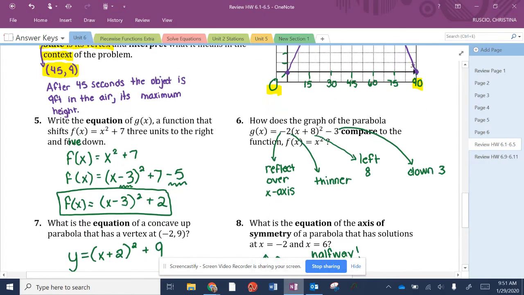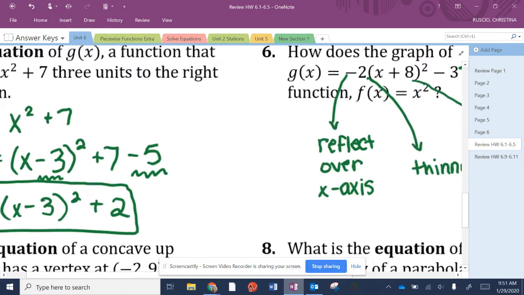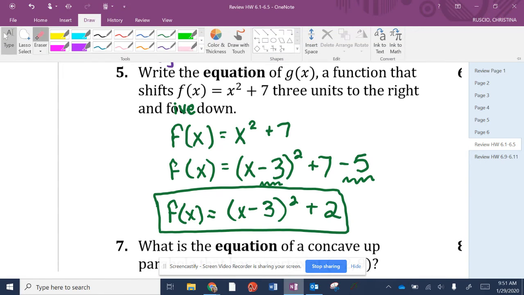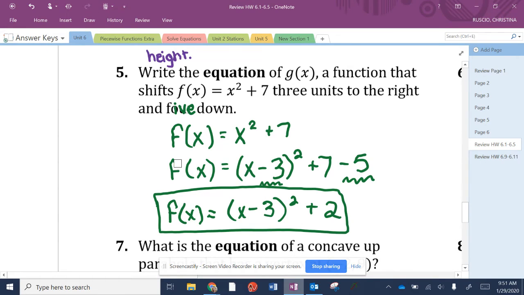All right, 5. Here we go with writing the equation of g of x. Oops, hang on, there's a mistake here. Did you find it? Yep, it has to be g of x. So f of x is x squared plus 7.